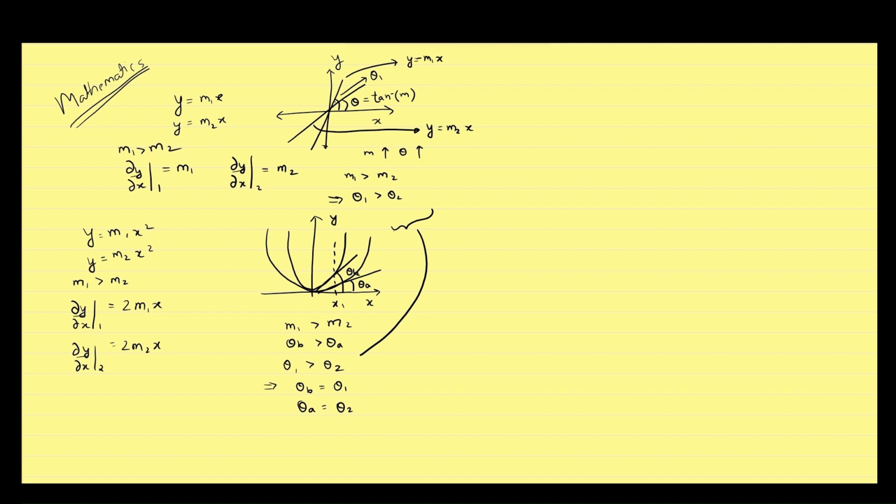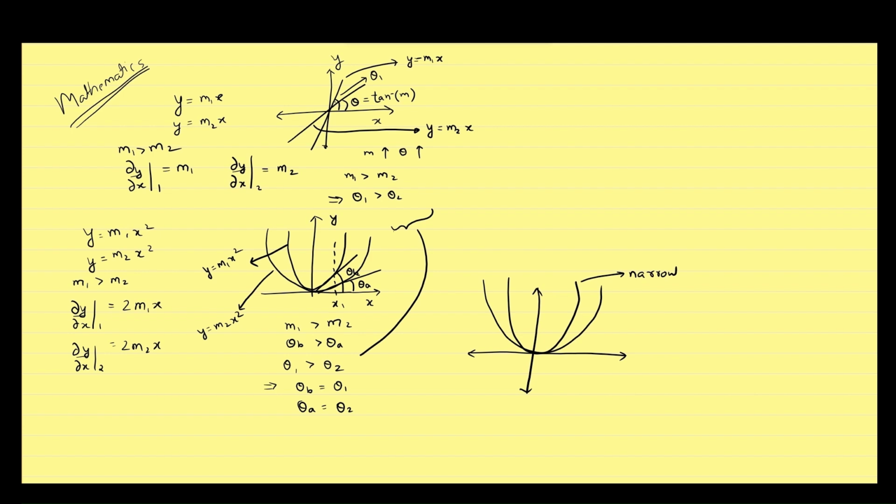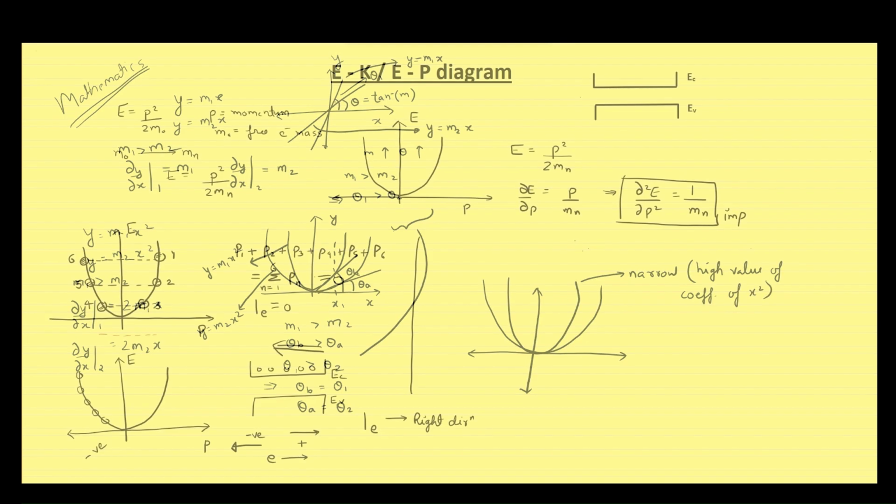It means that this graph is of y is equal to m1 x square, whereas this graph is y is equal to m2 x square. It means that if we are having two parabolas, then the one which is having higher coefficient of x square will be narrower. I hope this concept is clear to you.